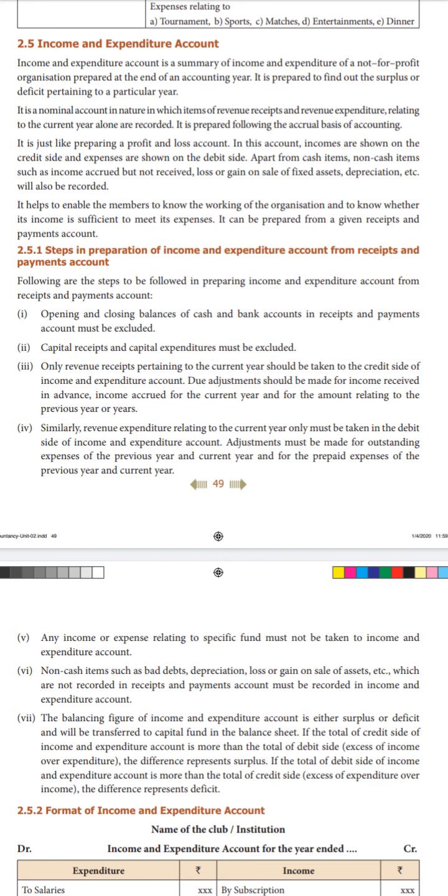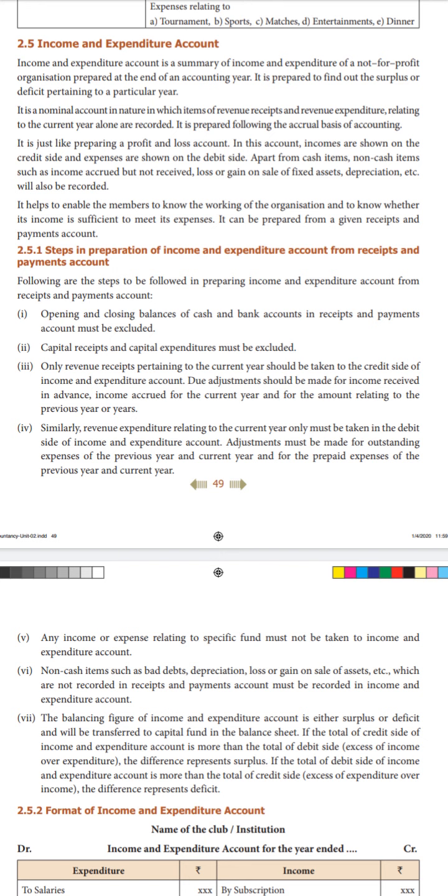Now, the next important point is that it is just like your profit and loss account. Last year we were doing, right, in the final accounts, we prepared the trading account, then the profit and loss account. So this income and expenditure account is just like a profit and loss account. As usual, incomes are shown on the credit side and expenses are shown on the debit side.